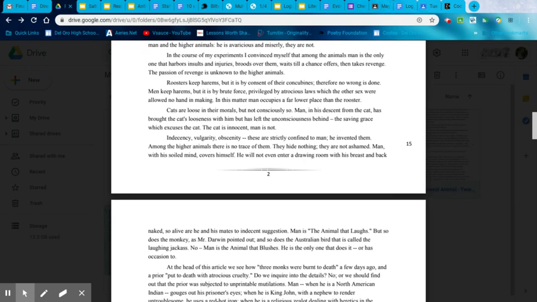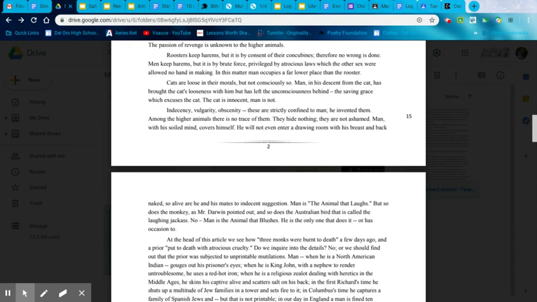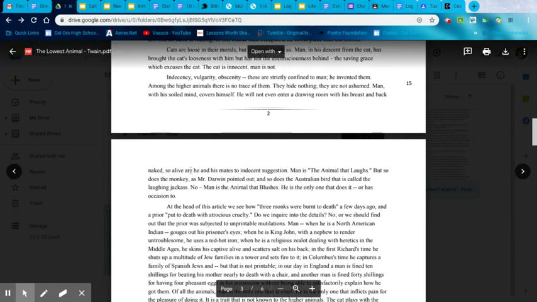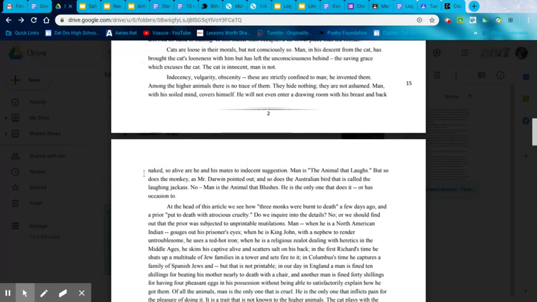Indecency, vulgarity, obscenity, these are strictly confined to man. He invented them. Among the higher animals there is no trace of them. They hide nothing, they are not ashamed. Man with his soiled mind covers himself. He will not even enter a drawing room with his breast and back naked. So alive are he and his mates to indecent suggestion.